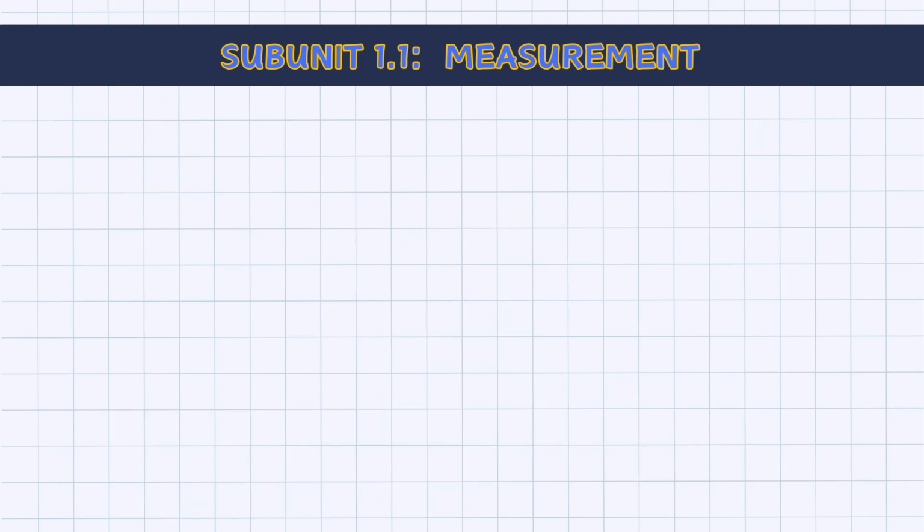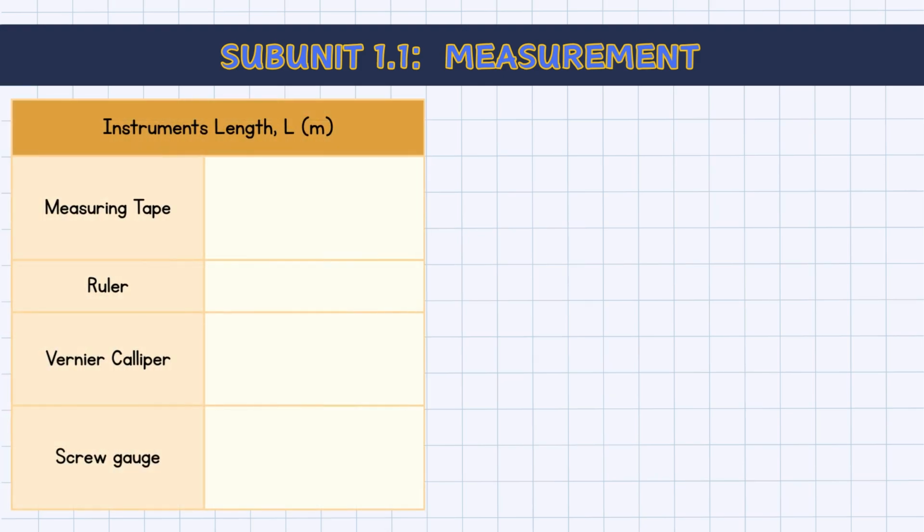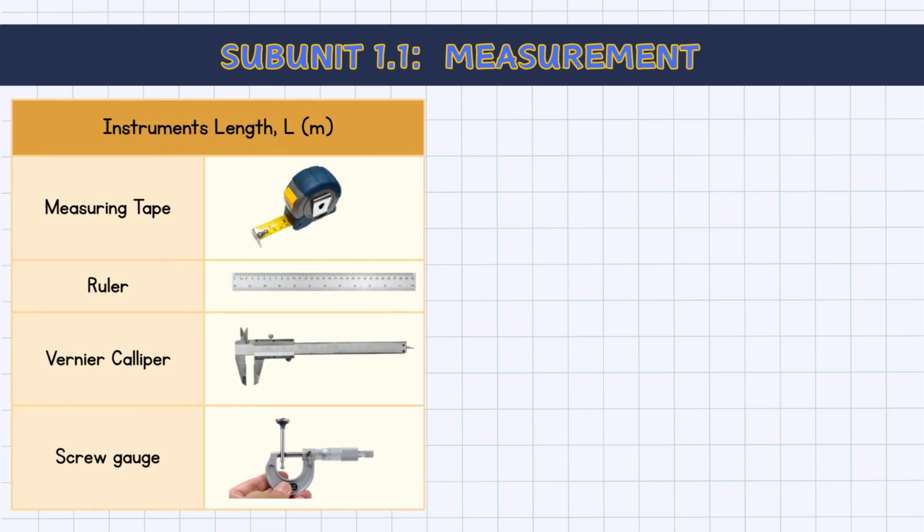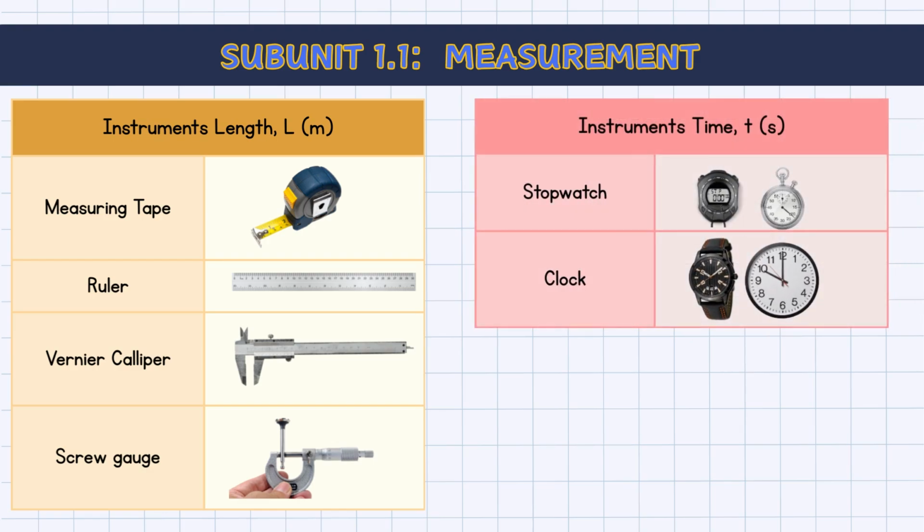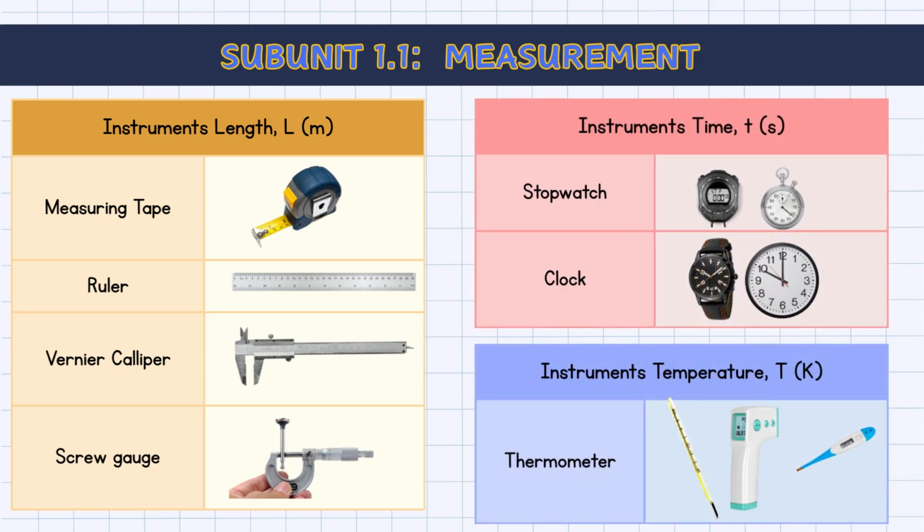Let's go through the tools. To measure length, you might use a ruler, a measuring tape, or even a vernier caliper for better precision. To measure time, we use stopwatches and clocks. For temperature, we use different kinds of thermometers, including digital ones like those used in hospitals.